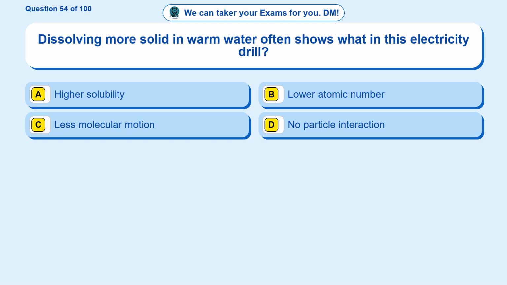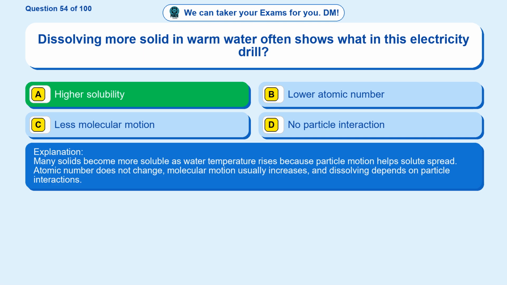Question 54. Dissolving more solid in warm water often shows what in this electricity drill? Option A, higher solubility. Option B, lower atomic number. Option C, less molecular motion. Option D, no particle interaction. The correct answer is option A, higher solubility.